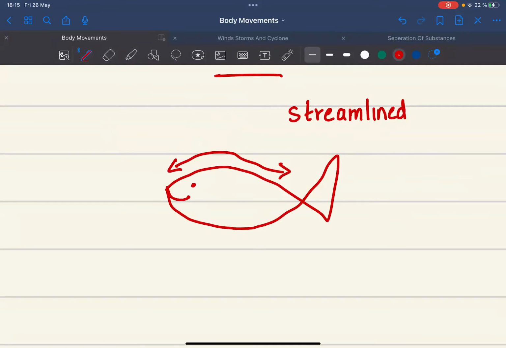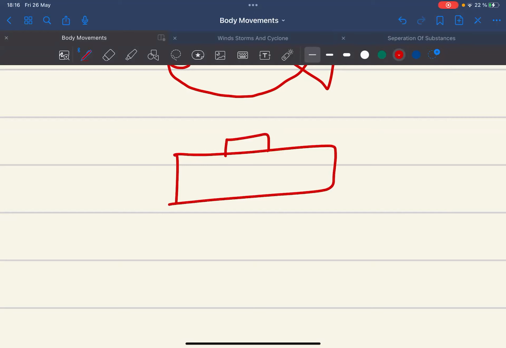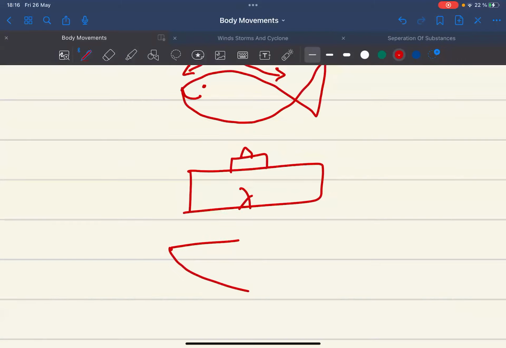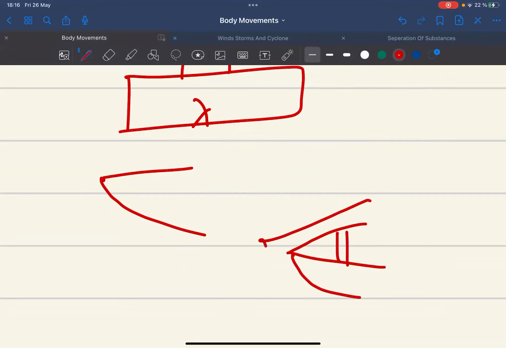Why do you need a streamlined body? Have you all noticed a ship? None of the ships will be like this. Has anybody seen a ship like this? No, ma'am. So how will it be? It will be like this. So the bend you can see over here, and on the top, if you see it, it looks something like this. So this curve over here is a streamlined shape.